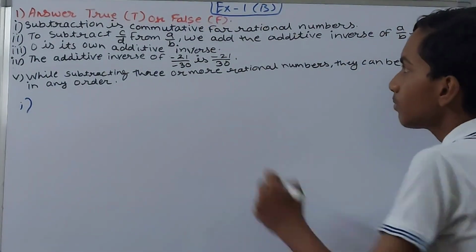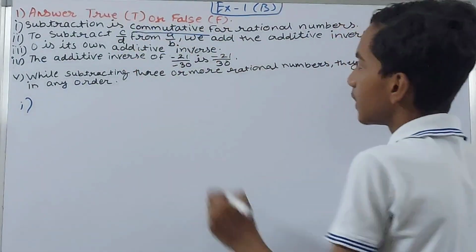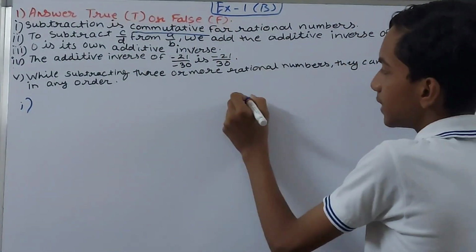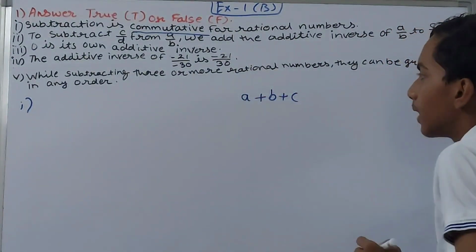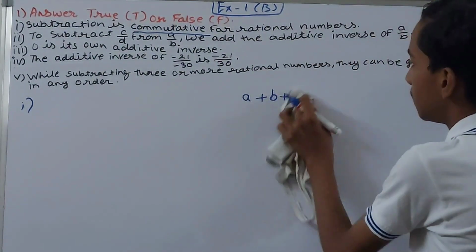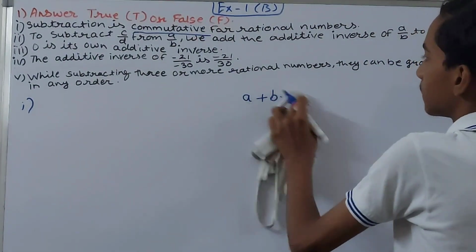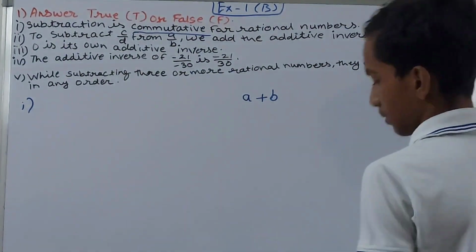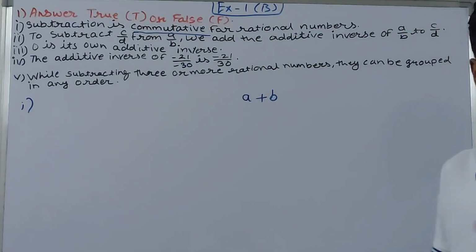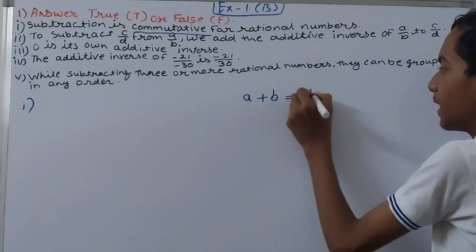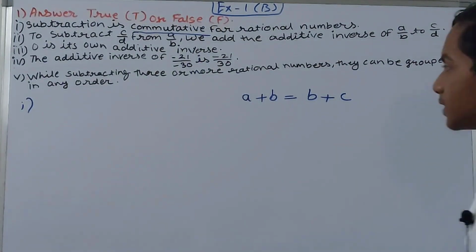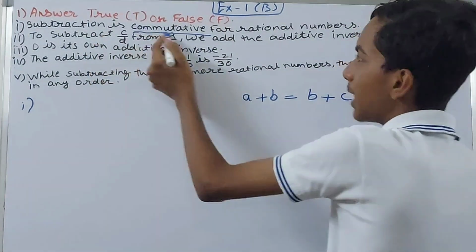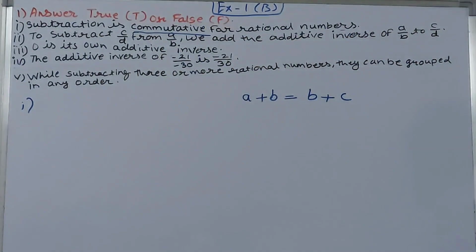See how. What does the commutative property say? It says that a plus b can also be written as b plus a. Sorry, not three numbers, it is two numbers. This is for addition. Of course it can be written like that, but the statement says subtraction is commutative for rational numbers. So is subtraction commutative for rational numbers?